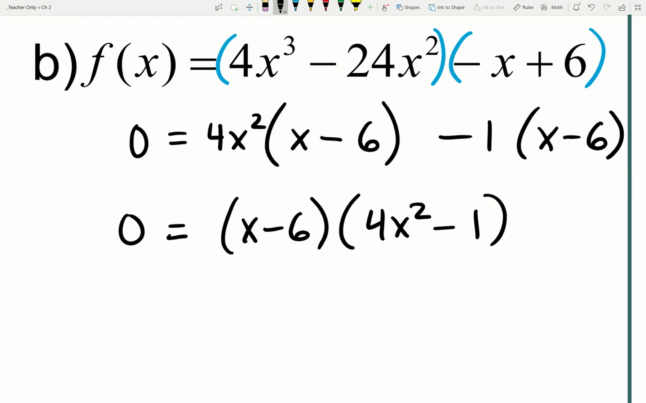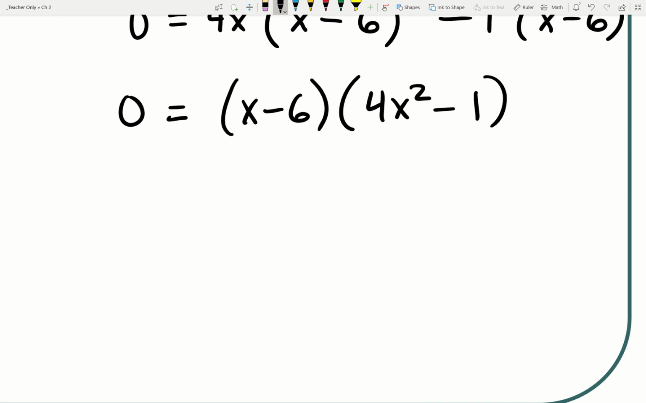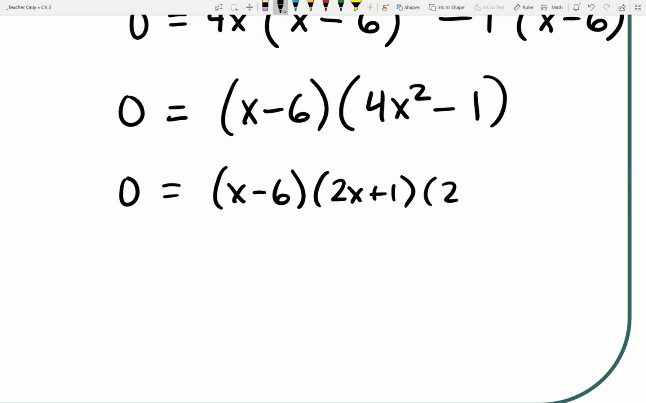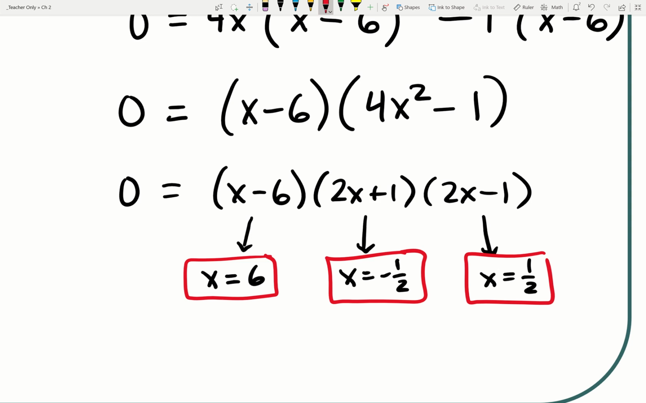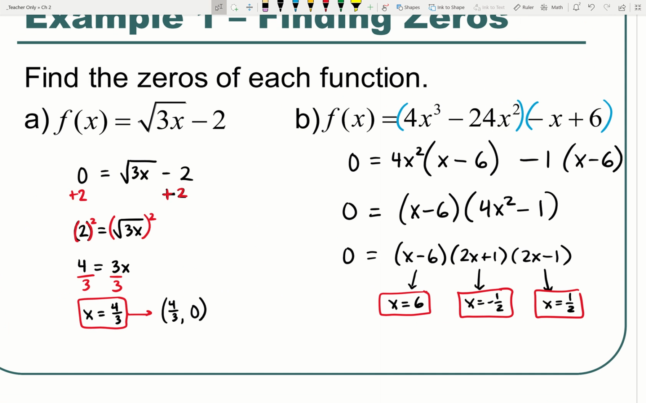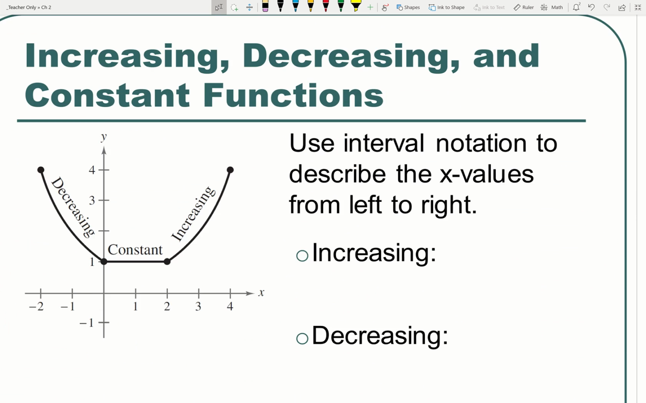Now, we have one step of our factorization done, but what you'll notice is that the 4x squared minus 1 is an example of the difference of 2 squares. And so I'm going to continue to factor that. (x minus 6)(2x plus 1)(2x minus 1). Okay? And now I've split this up into the product of a bunch of linear factors, and now I can go ahead and apply the zero product property. x here would be equal to 6, x here would be equal to -1/2, and x here would be equal to +1/2. So these are all 3 zeros of this function. And again, keep in mind that these all correspond to x-intercepts on the graph. So that would be an example of a function that crosses the x-axis 3 times in those 3 places.